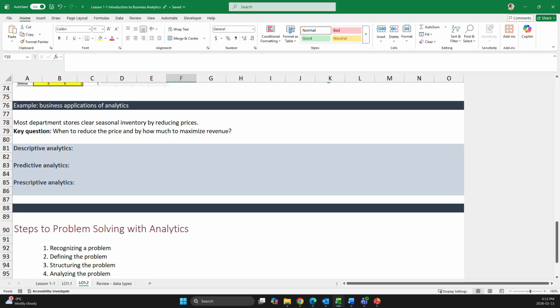Something else we always want to do in this course too is to apply it to business situations. So one other thing we want to talk about here is how we relate it back to an actual business example. So a common business example is having to clear seasonal inventory by reducing prices. If you've been shopping recently, you might notice that any kind of Christmas decor or Christmas items are now majorly on sale because stores are trying to get rid of them. But the question is, when should they reduce the price? Like, do they do it right after Christmas? Another example of that is with Halloween candy.